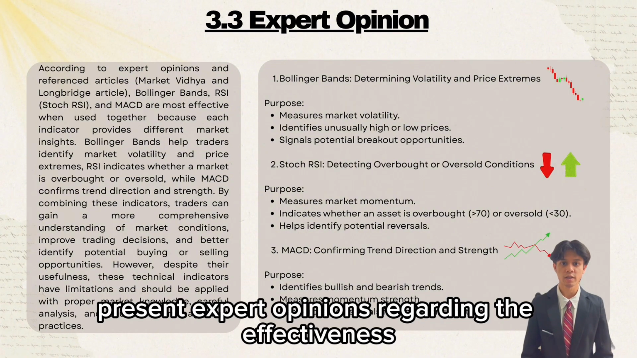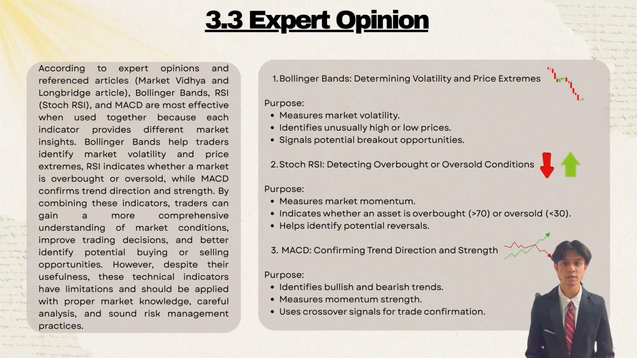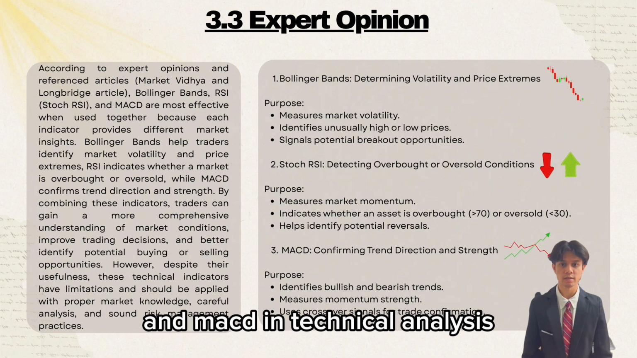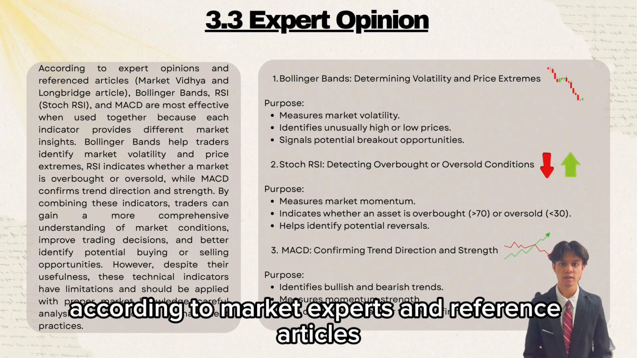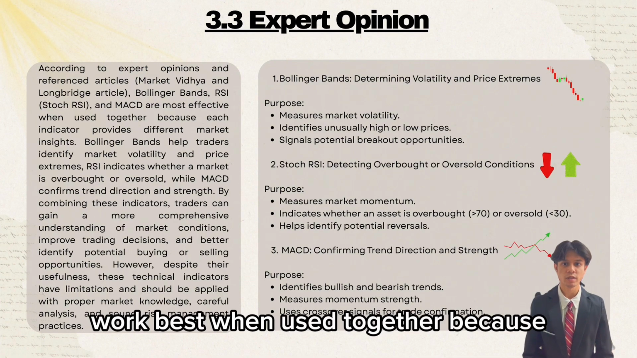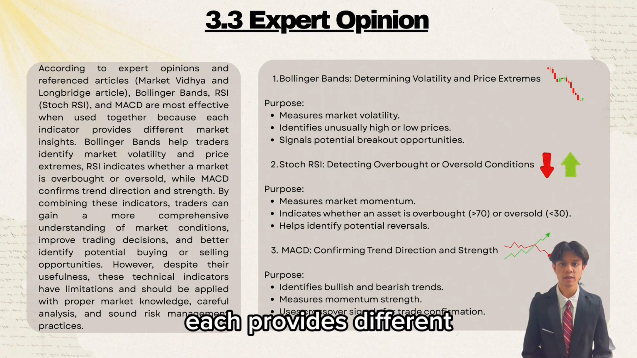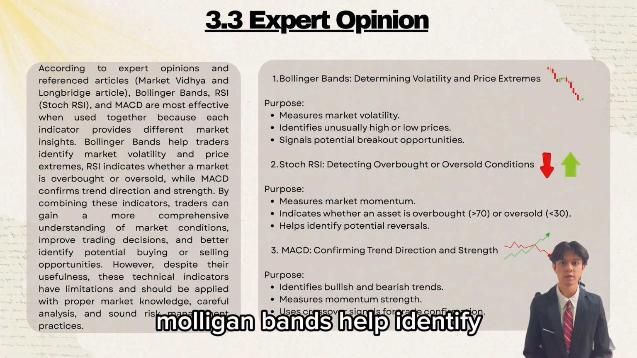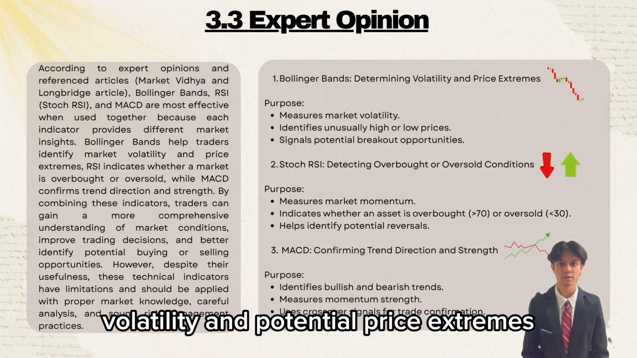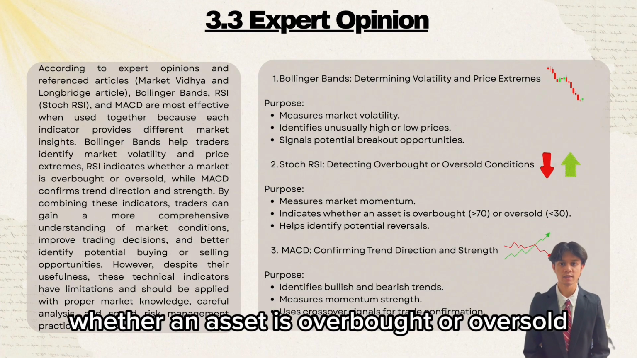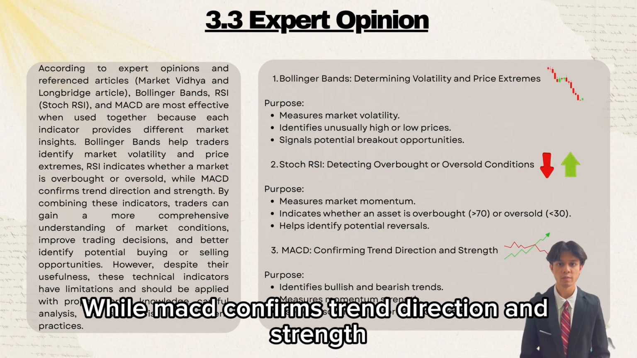These slides present expert opinions regarding the effectiveness of combining Bollinger Bands, RSI and MACD in technical analysis. According to market experts and reference articles, these three indicators work best when used together because each provides different information about market conditions. Bollinger Bands help identify volatility and potential price extremes. RSI measures momentum and indicates whether an asset is overbought or oversold, while MACD confirms trend direction and strength.